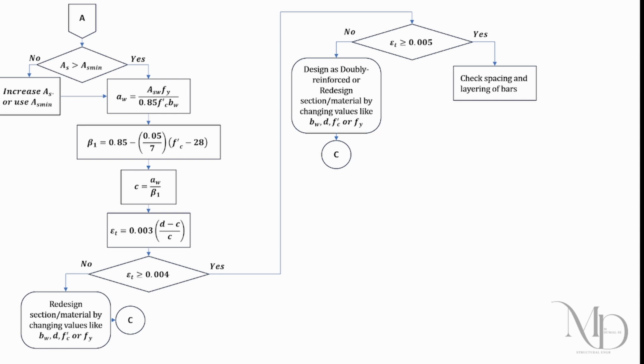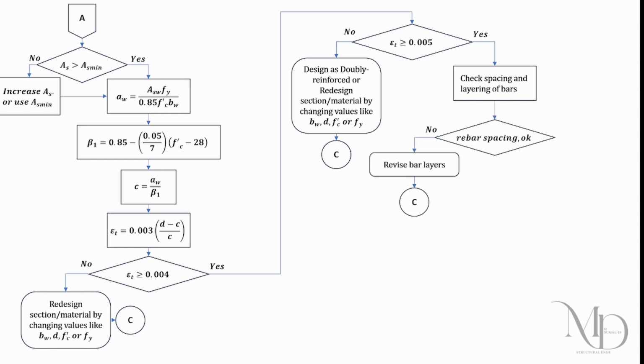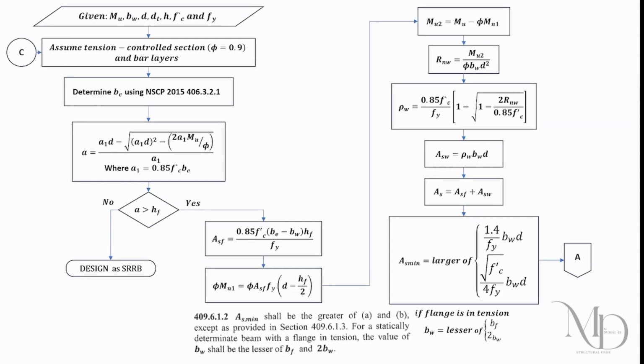If εs exceeds both 0.004 and 0.005, we can further check the rebar spacing. If the rebar spacing is not satisfactory, then we'll have to change the assumed bar layers and redo the calculations. If all checks are passing, we are now ready to do the detailing. Notice that for every redesign, the flowchart leads to step C. It is basically a call for an iterative process where we will go back to the initial assumption we did. From there, we repeat the entire calculations.